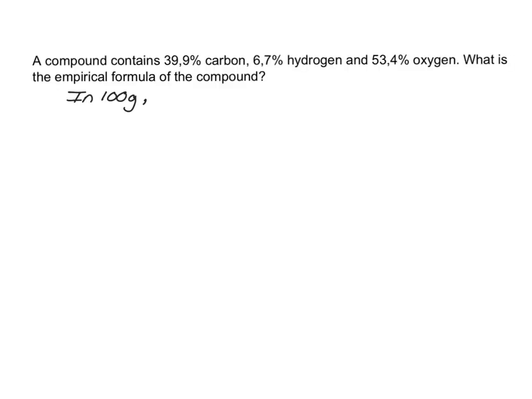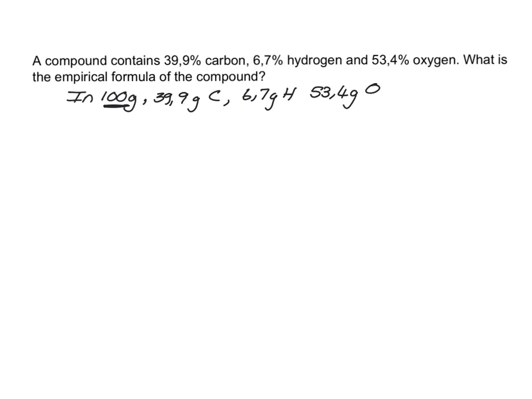The first one is going to be a fairly straightforward one, and the next one is going to be a slightly more complicated one. The first example is one where you are given the percentages of the various elements. This is a compound that contains 39.9% carbon, 6.7% hydrogen, and 53.4% oxygen. So when you are given percentages, it's best to try and convert those to masses. So because they are percentages, we can say, right, in 100 grams of this compound, 39.9 grams is carbon, 6.7 grams is hydrogen, and 53.4 grams is oxygen.